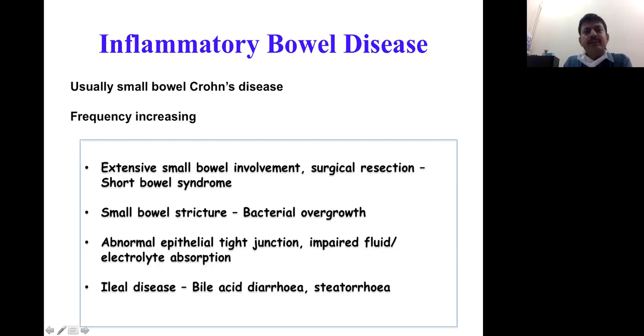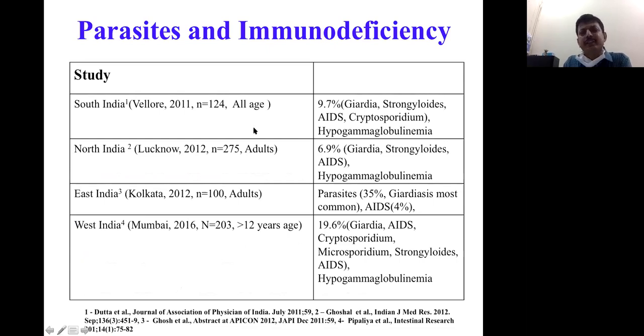The last one we'll discuss is parasites. Again, we will discuss the specific theory for each parasitic infection, but just to let you know what are the common parasites which we see. Once you know the parasitic infection, then you can treat accordingly. So the common parasites seen in the Indian series are Giardia, Strongyloides, and HIV-related parasites like Cryptosporidium, Microsporidium, etc.